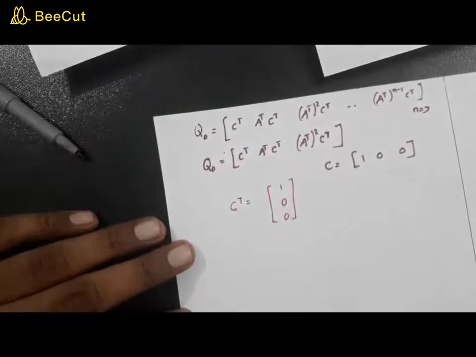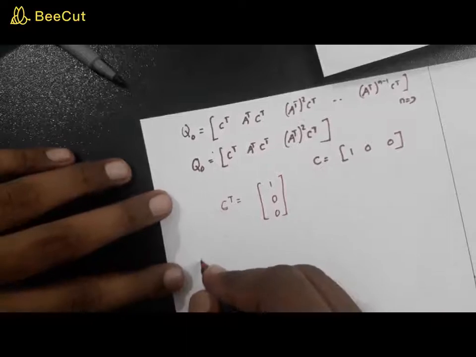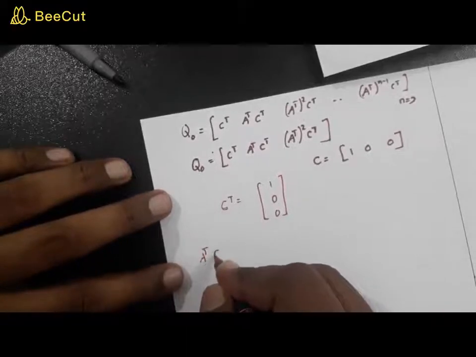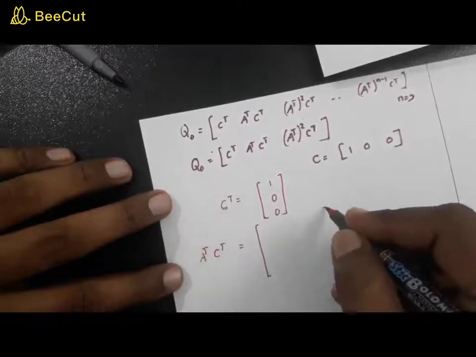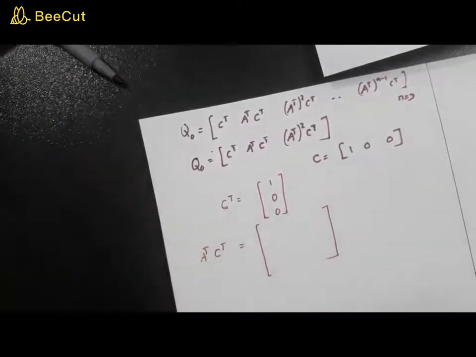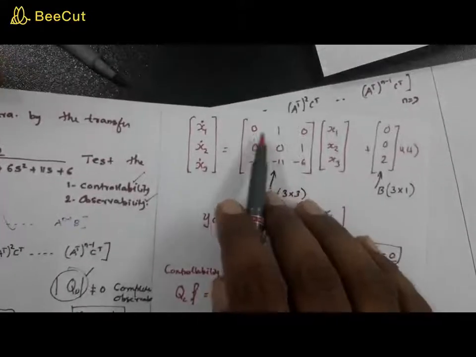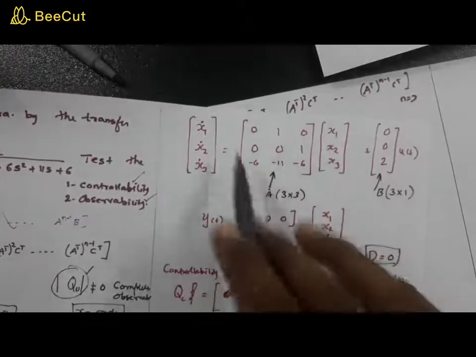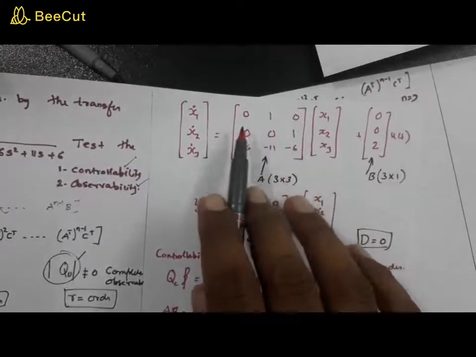So you got your C transpose. Now, what must be your A transpose into C transpose? A transpose into C transpose is equal to, what is A transpose? Now you know the A matrix. A matrix is this thing, and you need to take the transpose of this. Taking the transpose means converting the rows into columns and columns into rows.